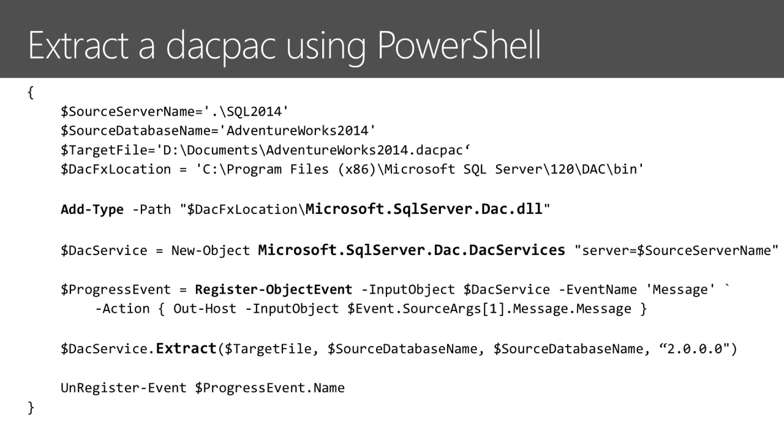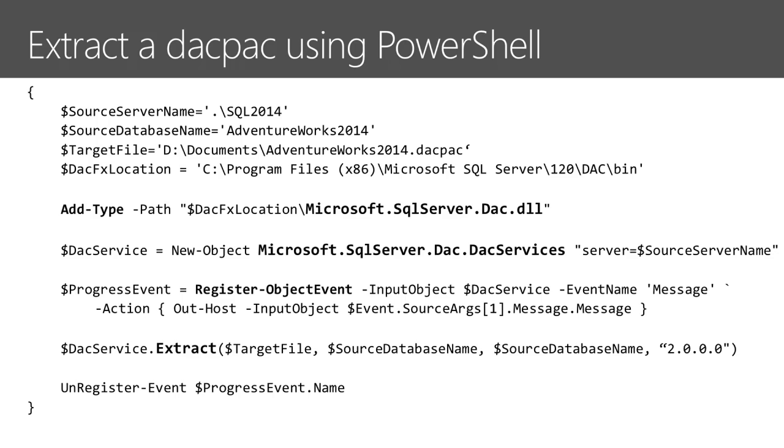The top 4 lines there are just a few variables. We've got the source server name, the source database name, the target file. I've pulled out the DAC framework location just because it made the next line too long. But that's the location for SQL Server 2014. So you can move these references forward and back.